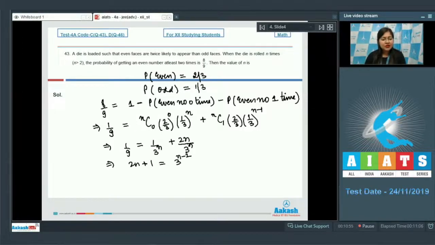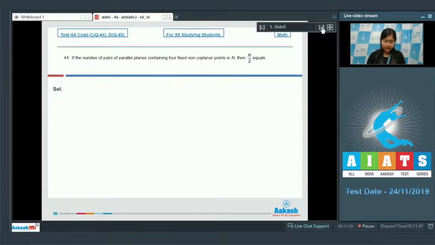It is given that n is greater than 2. So by hit and trial we can say that if I put n equal to 4, then on the right hand side we get 9 and on the left hand side also we get 9. So n equal to 4 is our required answer.